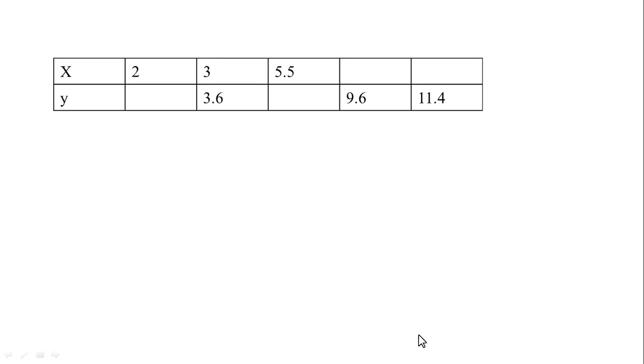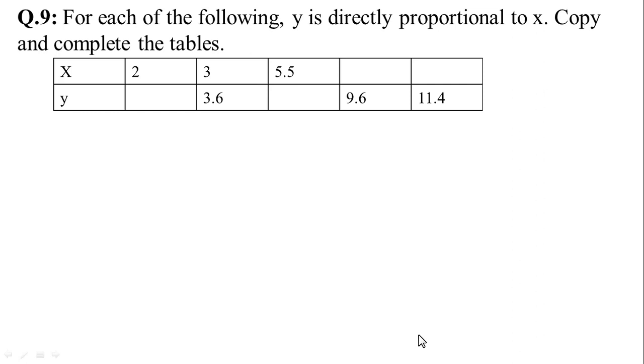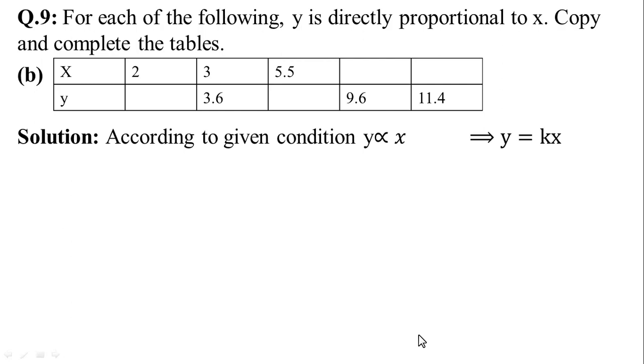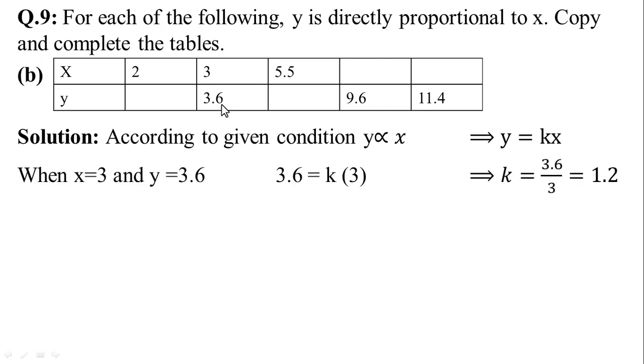Now question number 9, B part, we will complete the table. In this table the given relation is the same. Y is directly proportional to x. Then we write the given condition, y is directly proportional to x. This implies that y is equal to kx. Remove the proportionality sign. Now x is equal to 3 and y is equal to 3.6. Here we can find the value of k. So x is equal to 3 and y is equal to 3.6. Put in this relation and find the value of k.